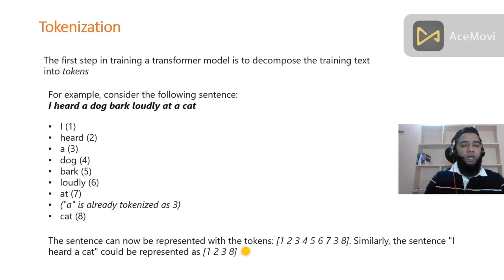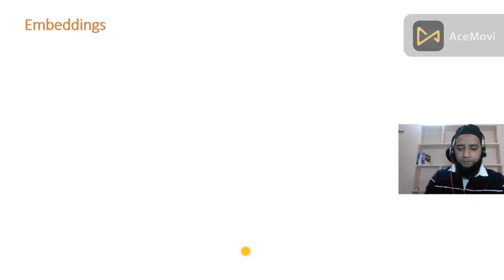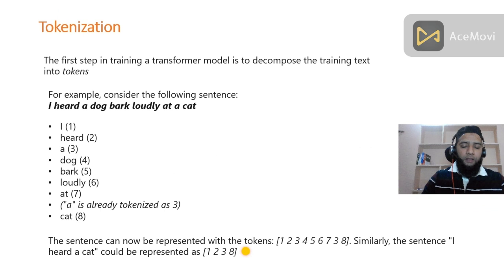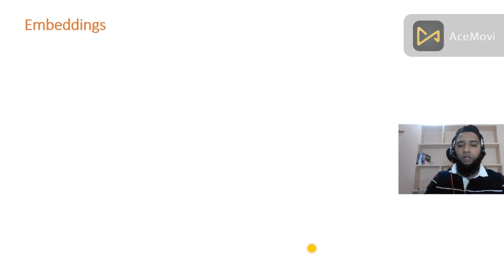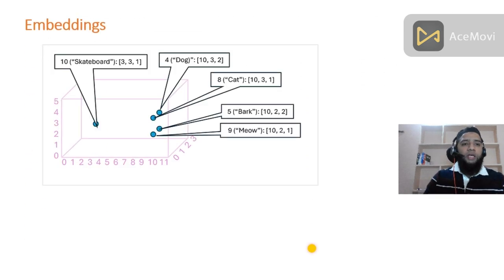Let me proceed ahead. Now let's see embeddings. If you look at this previous screen, these tokens, once they are converted from text to tokens, don't really make any sense. So in order to get a sense out of those tokens, what LLMs do is they represent each token in a vectorial or contextual format.